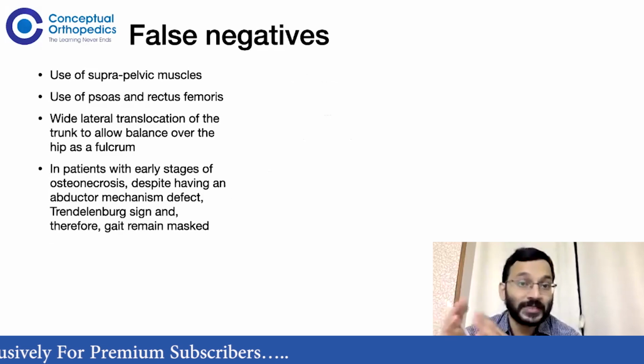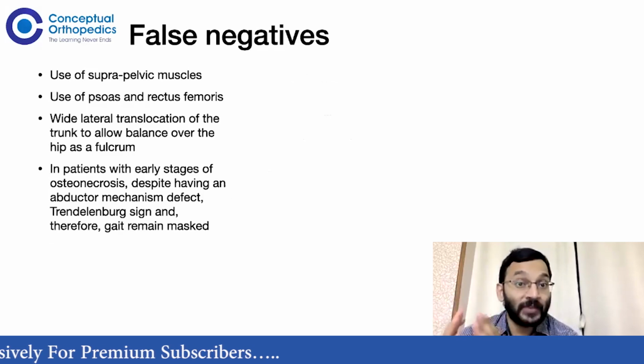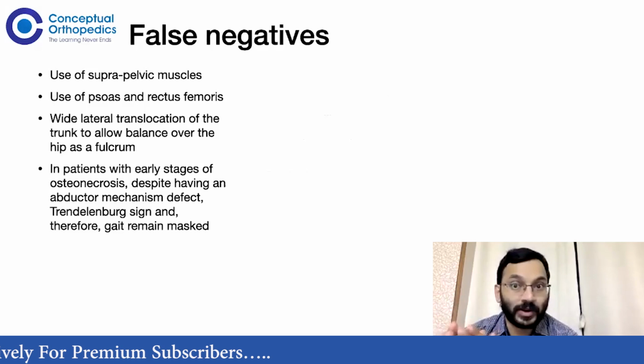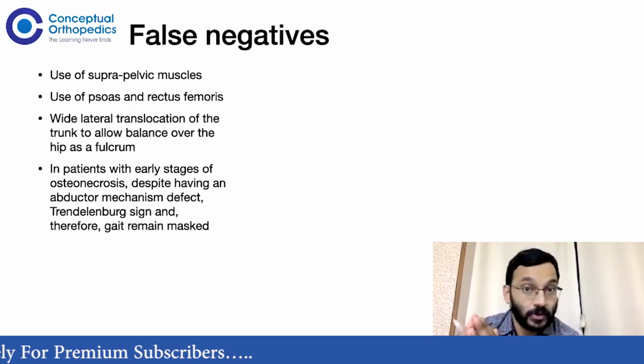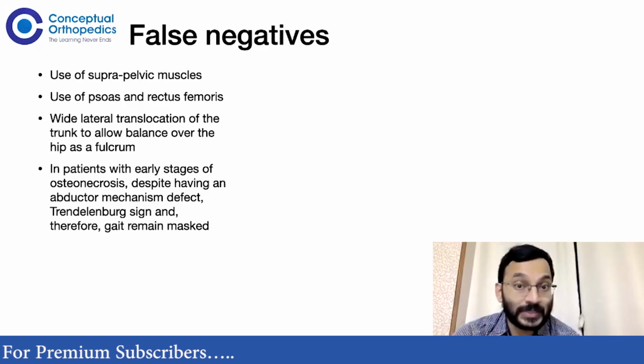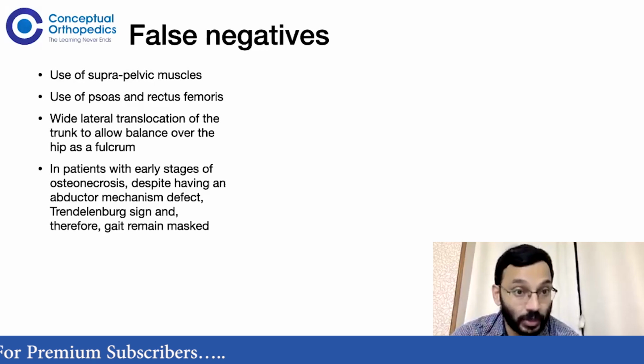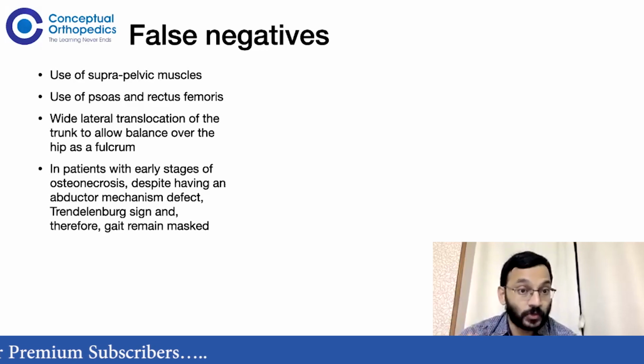Then we have false negatives, where the suprapelvic muscles are very strong. That's the quadratus lumborum is very strong and it's able to pull it upwards. Okay, so that's a false negative. Use of psoas or rectus femoris muscles to pull the hip upwards. That's another cause. A wide lateral translocation of the trunk to allow balance over the hip as a fulcrum.